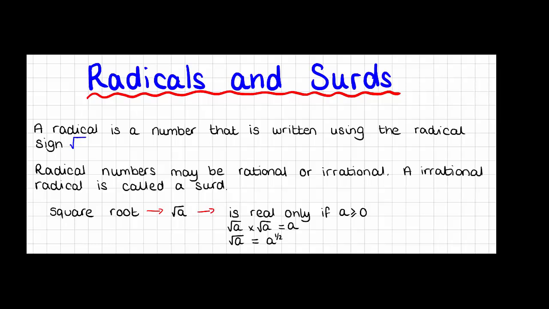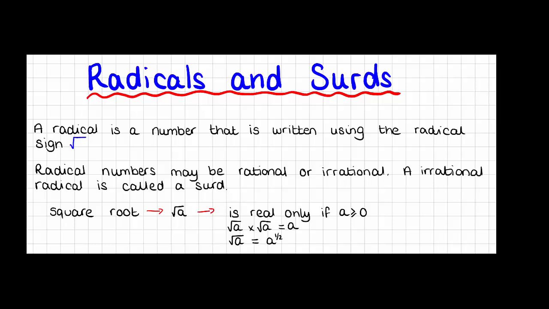We are going on to radicals and surds. So a radical is a number that is written using the radical sign. Now previously, you've probably known that as the square root sign, which was actually incorrect. The proper term is the radical sign. So radical numbers may be rational or irrational. An irrational radical is called a surd. So that's like, for example, the square root of 2, because we can't solve that. So it's an irrational number, it's a never-ending decimal, and we give that the name of a surd.